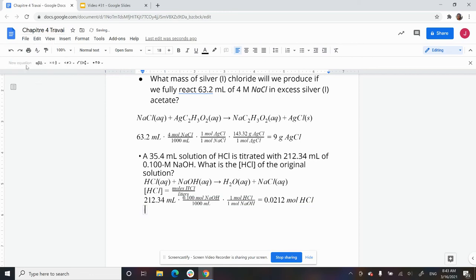And then the question told us that we had 35.4 milliliters. So then I just convert that to liters. Round that to sig figs.